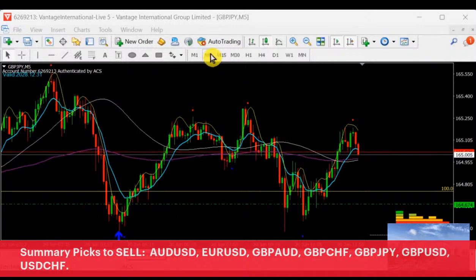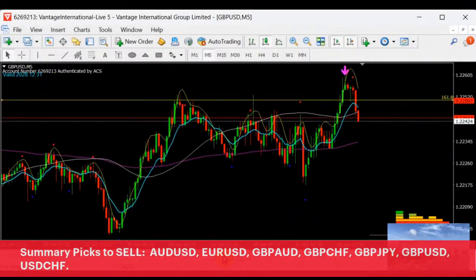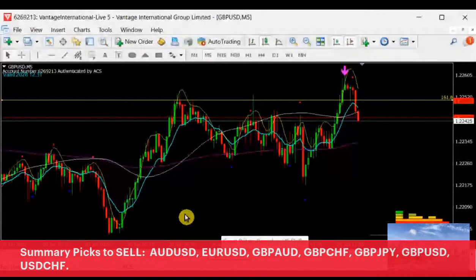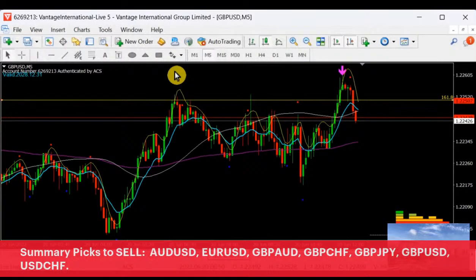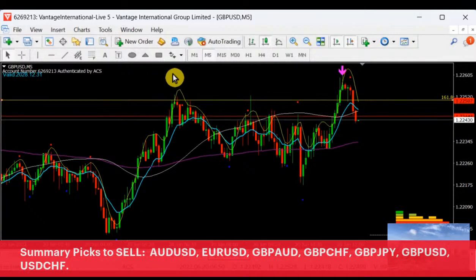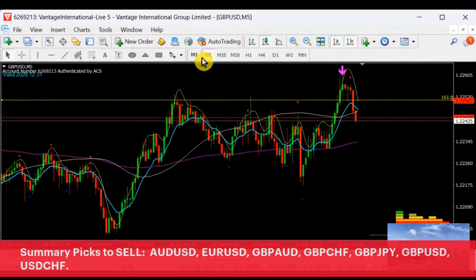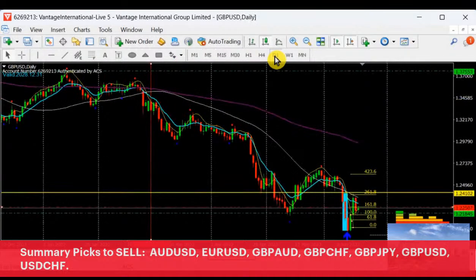So pound dollar again. Pound dollar from here to here, we have about 8 pips. Probably it may. Hang on with pound dollar first. Go to daily. Take this away.